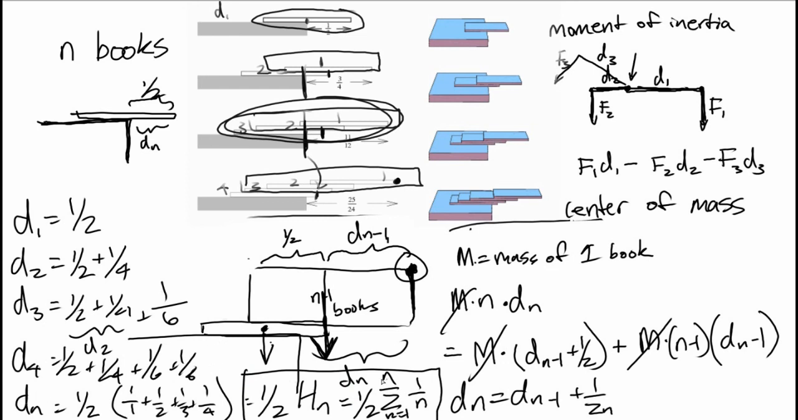So that's actually the answer. D of n is equal to that. So for 100 books, you just do 1 over 1 plus 1 over 2 plus 1 over 3 all the way up to 100. Multiply that by 1/2, and you're going to get the distance that the books can overhang. And I think that's pretty cool.